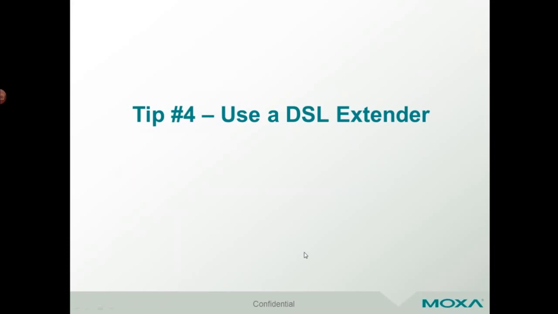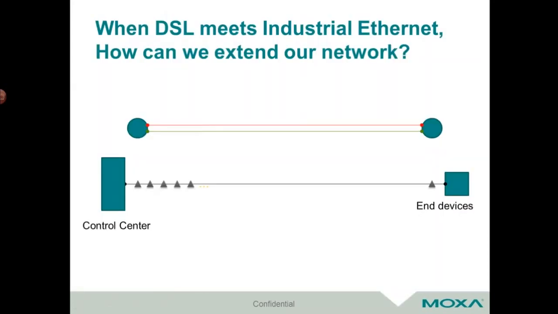So our tip number 4 is, again, using a DSL extender. We have a lot of circumstances, and particularly in some vertical markets, where there already is existing copper wiring, whether that be a phone line, a DSL line, or sometimes even just plain 20-gauge copper wire. And a lot of times we have an Ethernet network that basically dead ends, or we want to extend into that type of wiring.